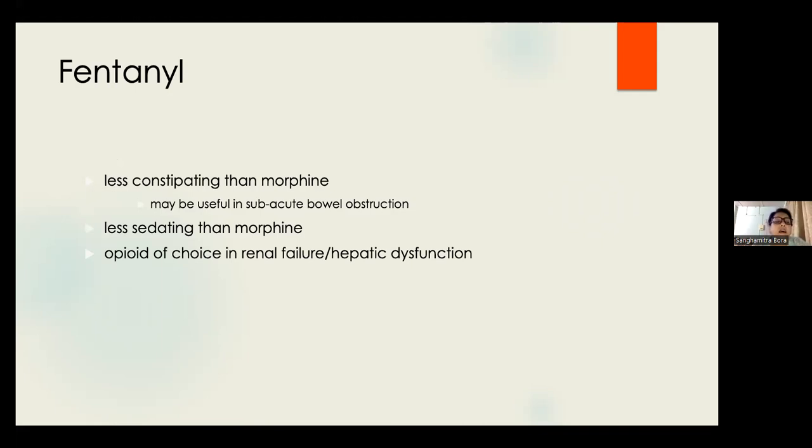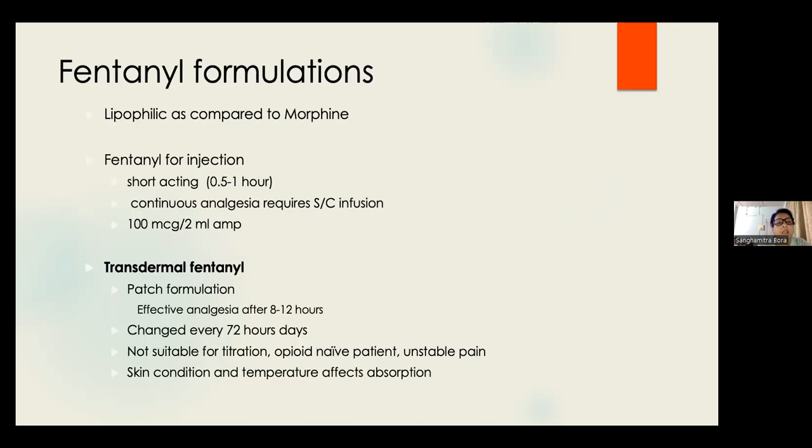Fentanyl is less constipating than morphine, and hence it is more used in subacute bowel obstructions also. It is less sedating than morphine, and the opioid of choice in renal failure and hepatic dysfunction, because it doesn't accumulate in renal failure or hepatic dysfunction. It is lipophilic as compared to morphine. It is available as injections, but more widely used for palliative care patients is the transdermal fentanyl patch.